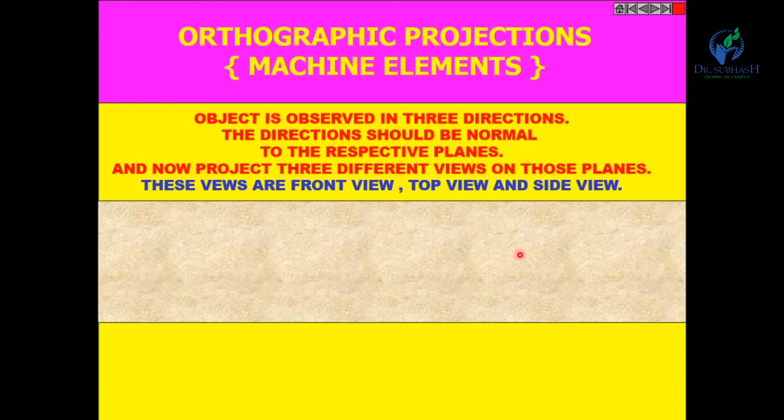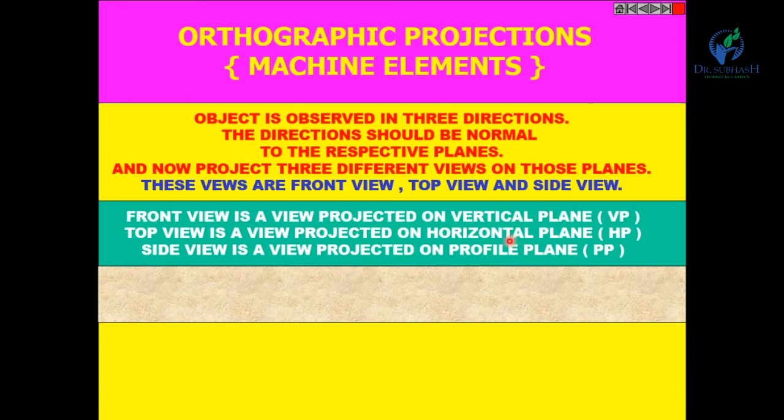Now, orthographic projections for different machine elements. The object is observed in three directions, and the directions should be normal to the respective planes, to project the three different views on those planes. These three views are the front view, top view and side view.